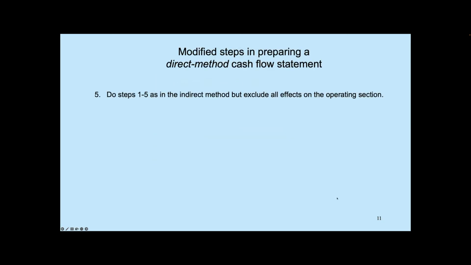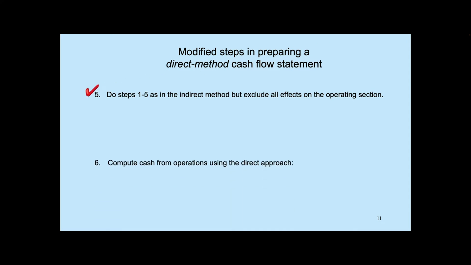But if you've produced it, you want to make sure that you get rid of all of those things that are in the operating activity section, because we're going to do operating activities in a completely different way. At the same time, we're going to keep the investing and financing activities intact, and the change in cash is also going to be intact. So we're going to do steps 1 through 5 as in the indirect method.